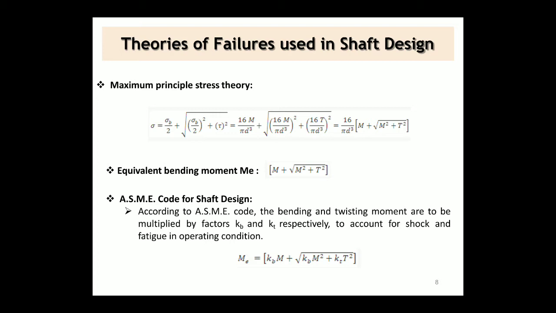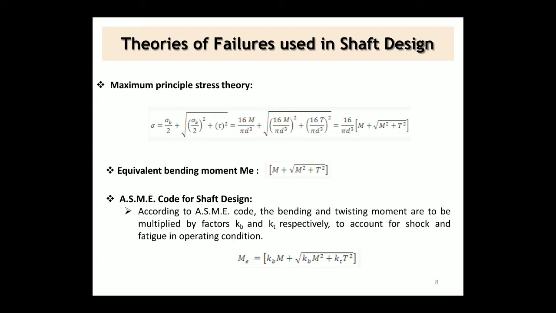We have seen the value of sigma b, that is bending stress, in the previous lecture, and using that in this equation we got 16m by pi d cube plus root of 16m by pi d cube square plus the value of shear stress is 16t by pi d cube square. So we get the final equation for the maximum principal stress theory. The maximum principal stress sigma equal to 16 by pi d cube, taking outside, in bracket m plus square root of m square plus t square, where m is the moment and t is the torque.